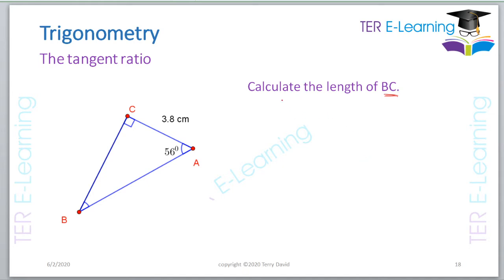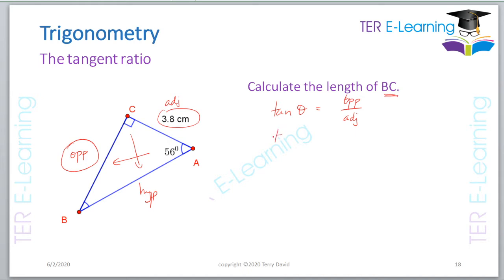Let's see. First things first, we need to label the triangle. The side opposite the angle is called my opposite. The side opposite the 90 degrees we call my hypotenuse. And therefore what we're left with here is my adjacent. Now, what do we want? You want to find BC, so we're working with opposite and adjacent, so we know we have to use tan. So you're going to put tan theta is opposite over adjacent.